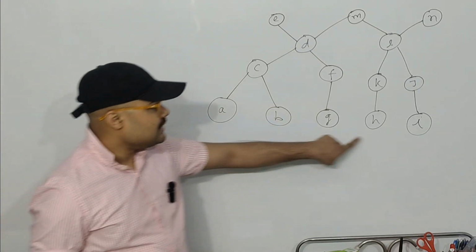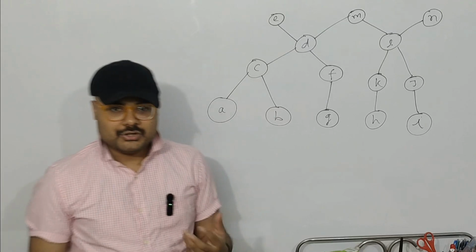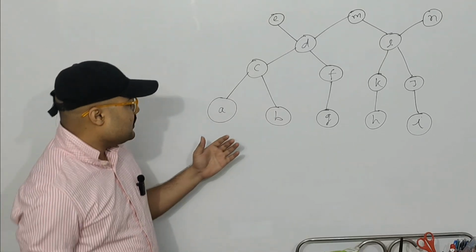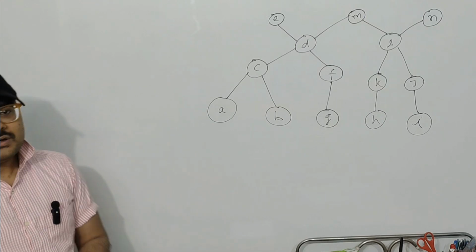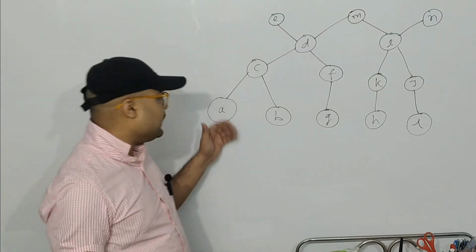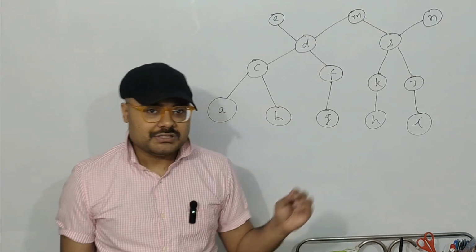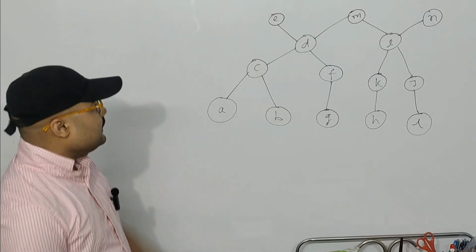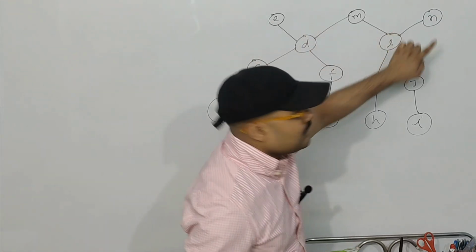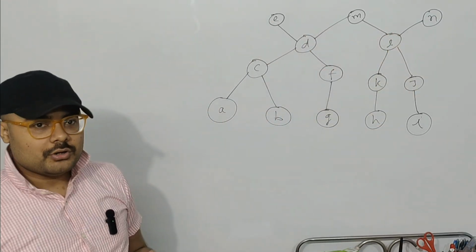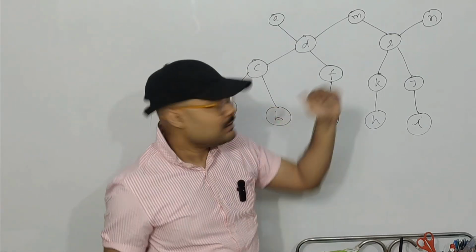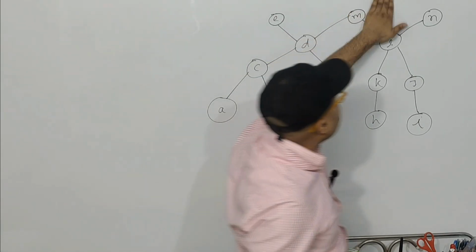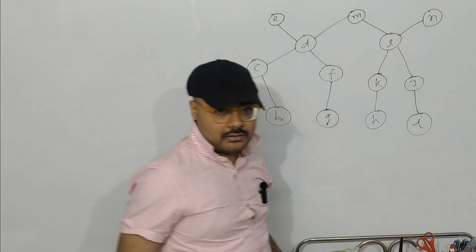So A, B, G, H, I, all of these are minimal elements because there is no element that is related to A. You cannot find any element that is related to A or that is related to B. So these are minimal elements. Similarly, E, M, and N, they are maximal elements because there is no upward path from E. There is no upward path from M. There is no upward path from N.